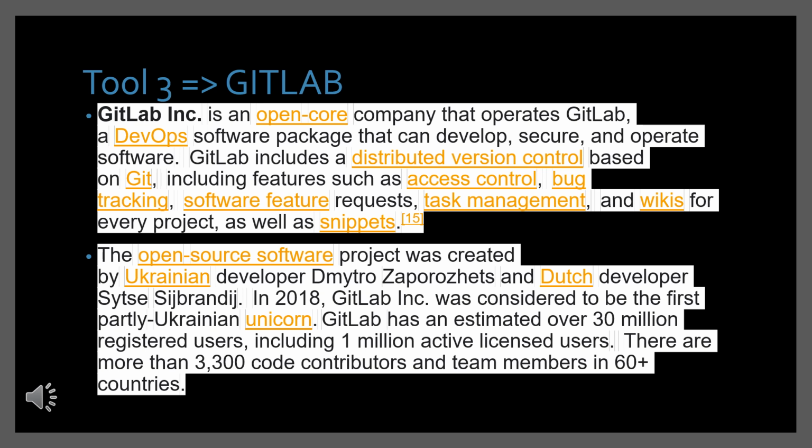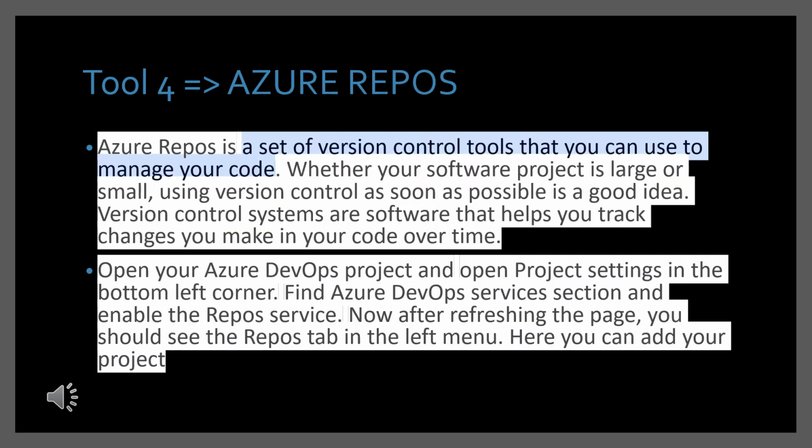Tool 4, Azure Repos. Compared to the previous three, GitHub, Bitbucket, and GitLab, the plus point of Azure Repos is that it also supports cloud deployments, which is provided by Azure. Azure Repos is similar to the other version control tools, which are used to manage our code. We can have small or large projects, and it is possible to track all our version control systems inside this one.